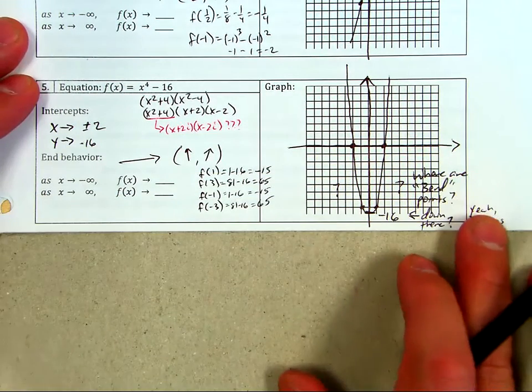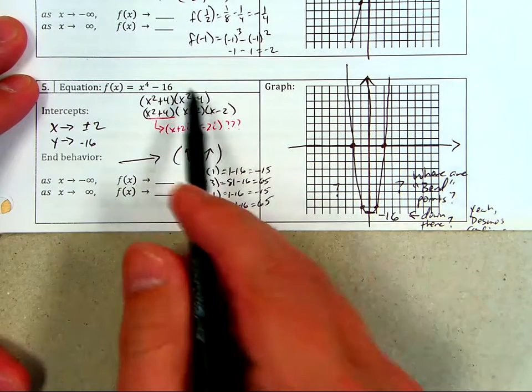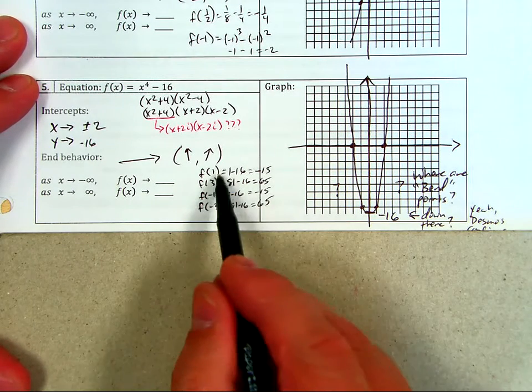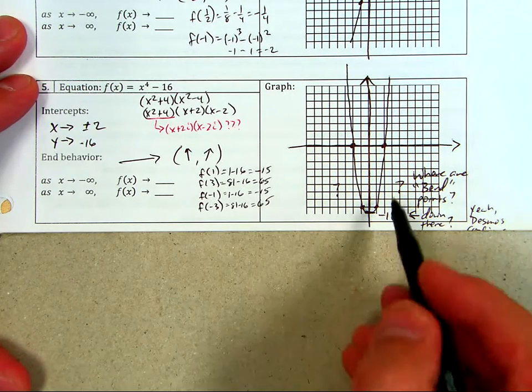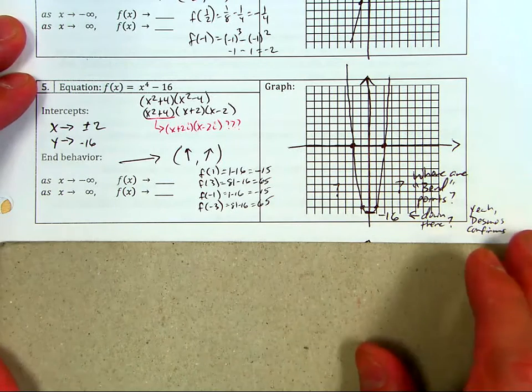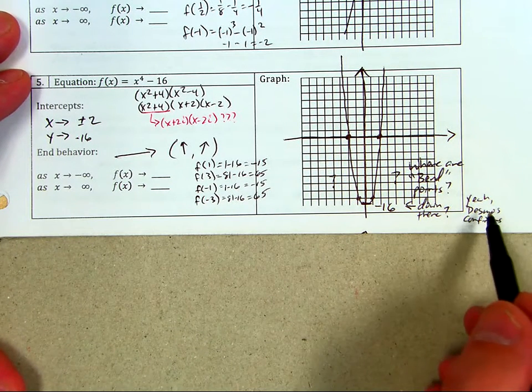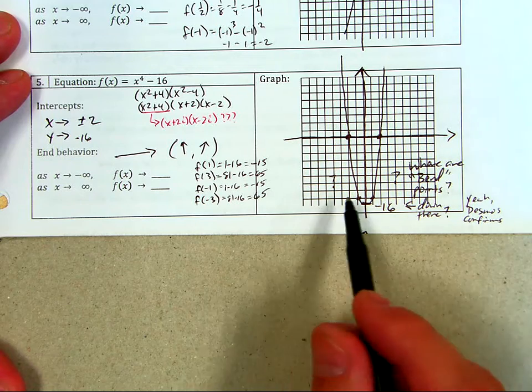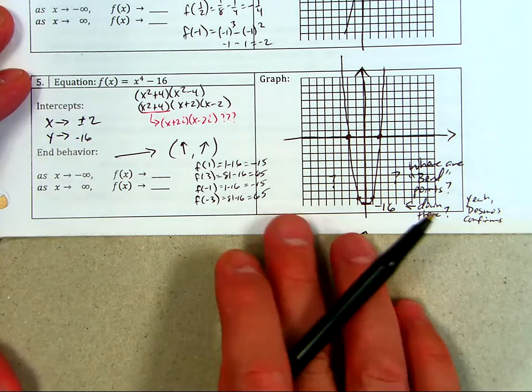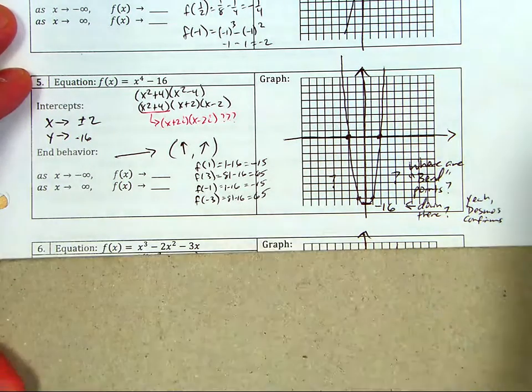Here's the graph. Kind of flattens out down here at negative 16. And I plugged in several points to try to figure out the shape. And I said, hey, what happens down here? Does it get flat? And yeah, I graphed it on Desmos, and it confirms this is about the right shape. Let's move on to number 6.